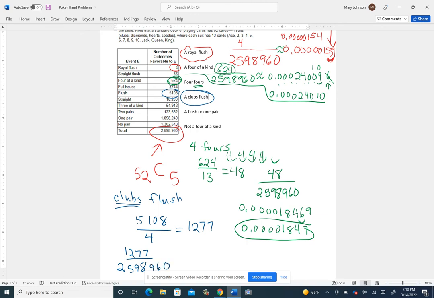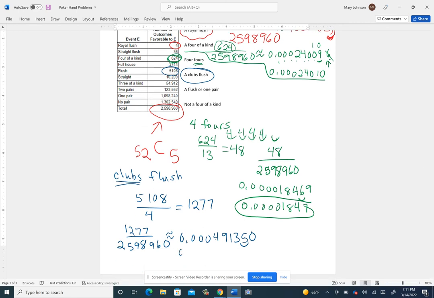2,598,960. And that gives us about 0.12349135 8, 9, and I've got to round to 8. So that would be basically it. What I'd put in the calculator or in the computer would be this, since what's after it is less than 5.